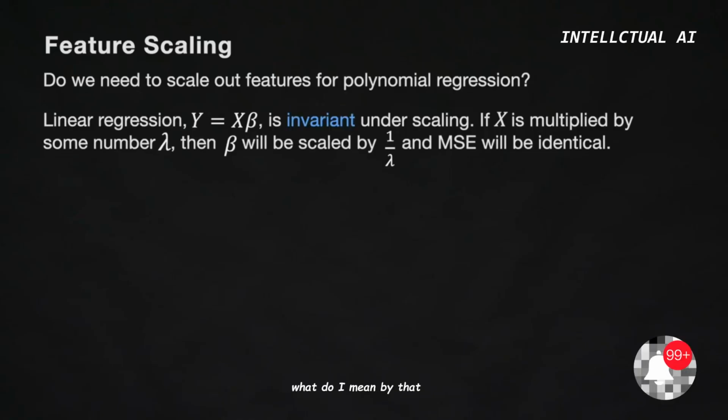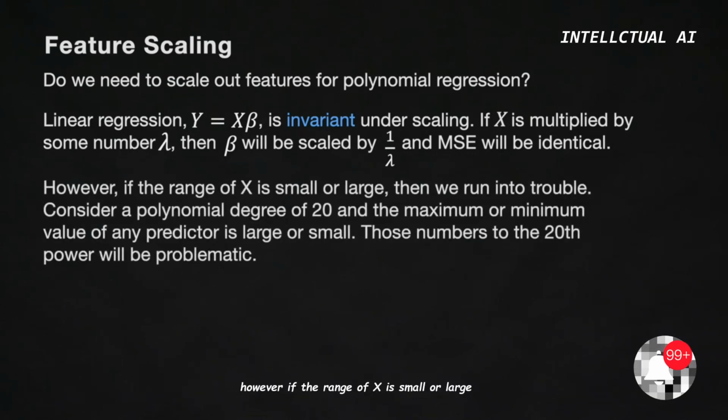There's one more thing we need to consider before we actually model data. Do we need to scale our features for polynomial regression? Now, linear regression is invariant under scaling. What do I mean by that? It means that if we multiply x by some number lambda, then the resulting coefficients will be scaled by 1 over lambda. Also, the MSE will remain identical. In other words, we don't have to scale.